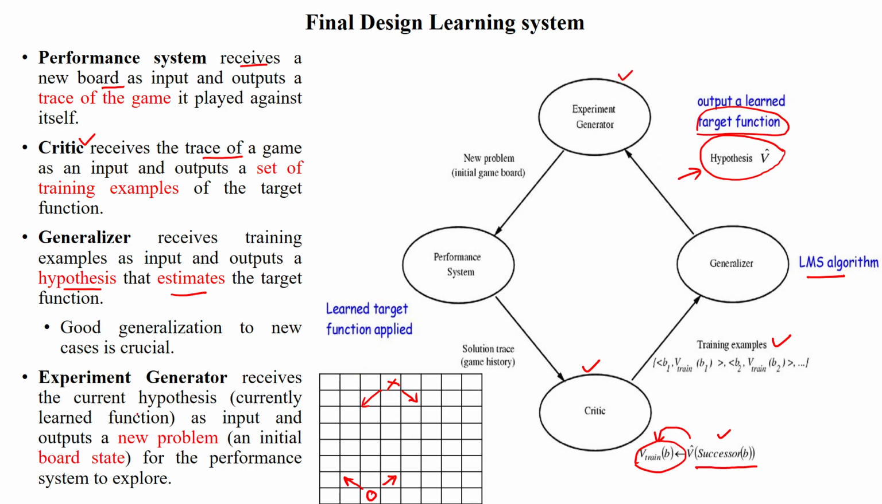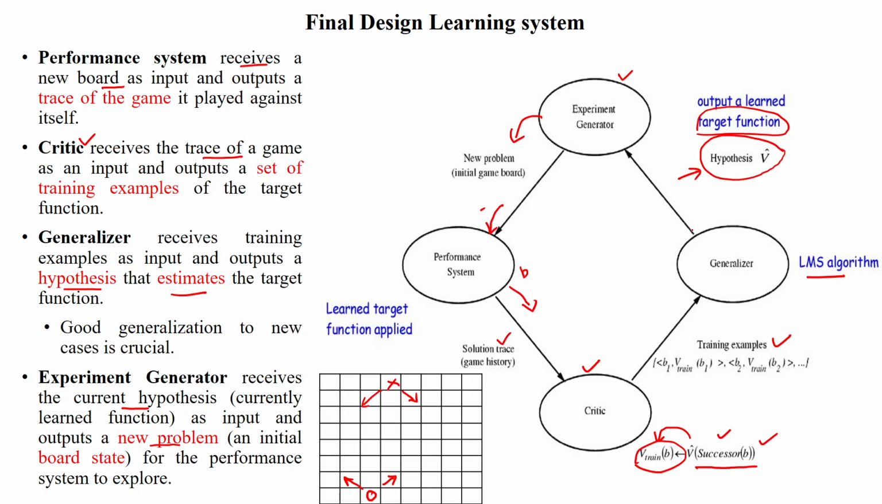So here the experiment generator is receiving the current hypothesis with the corresponding examples, then which is generating the new problem, that is the new board state. So new board state based upon that, this previous board state, to improve the performance. So now we got the new board state. So that new board state is given to the performance system. Again, it will calculate to move into the next state from the current board state by tracing the game history.